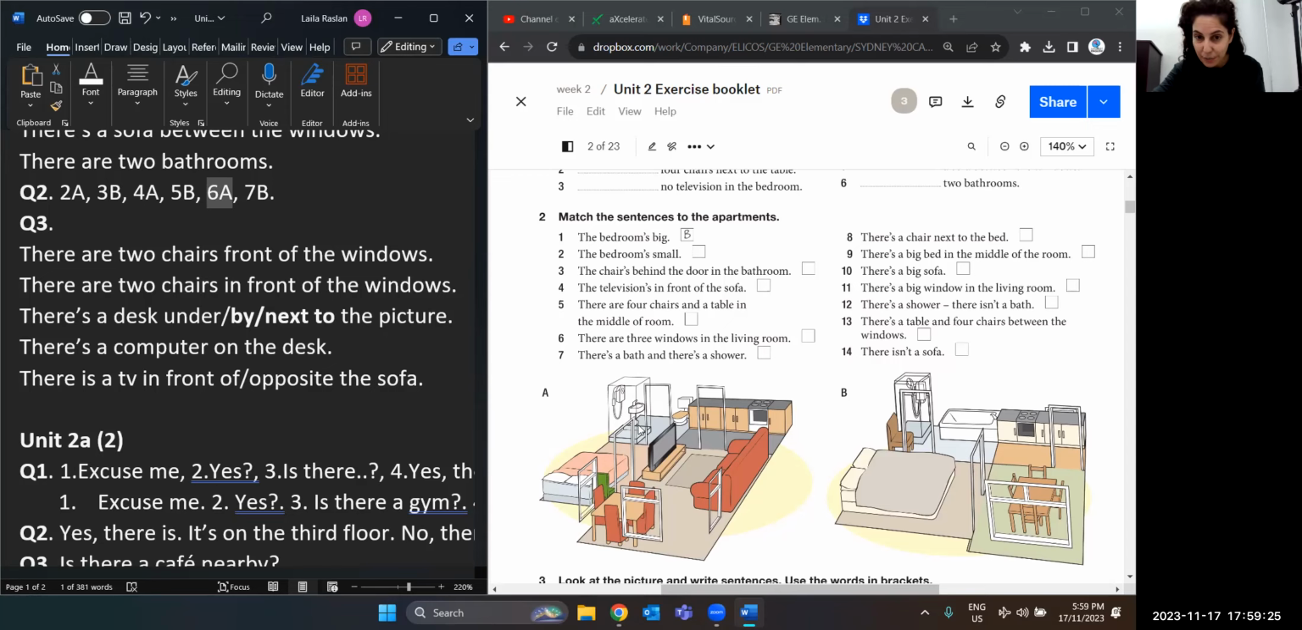Number A doesn't have a bath. It has a shower. So a bath means I can sit in it like this one. It's a bath. That's a shower. So B has both a bath and a shower. They're very different. Number 8, there's a chair next to the bed.